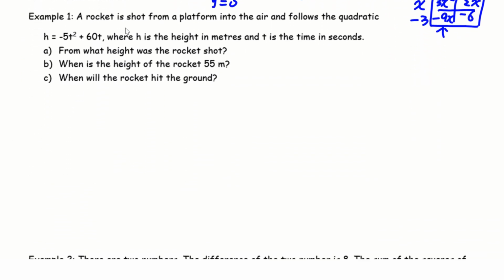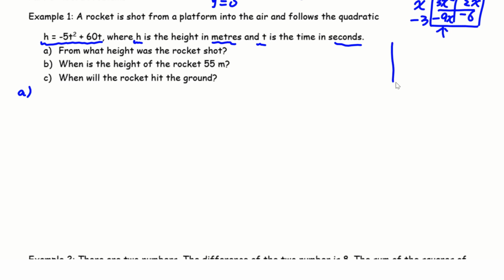So a rocket is shot from a platform into the air and follows the quadratic equation h equals negative 5t squared plus 60t. So h is the height in meters and t is the time in seconds. So question A asks you from what height was the rocket shot.